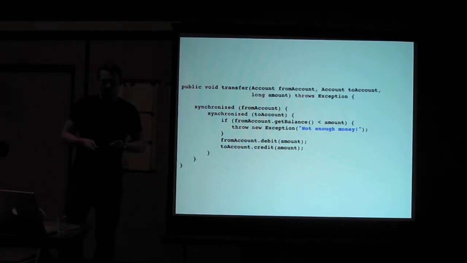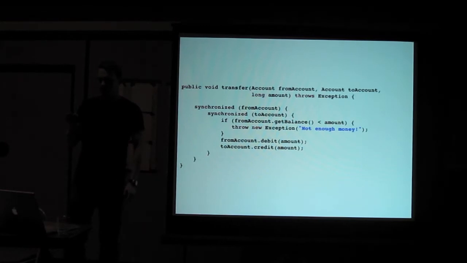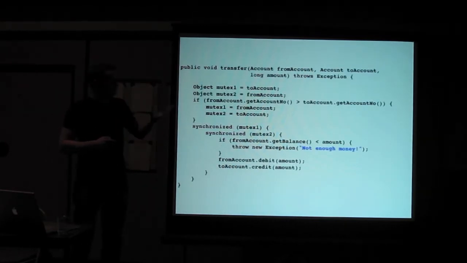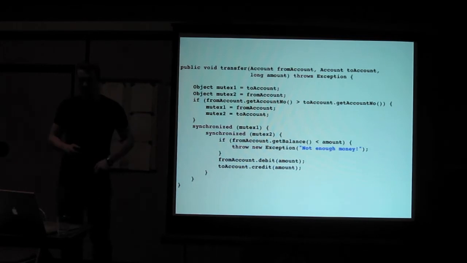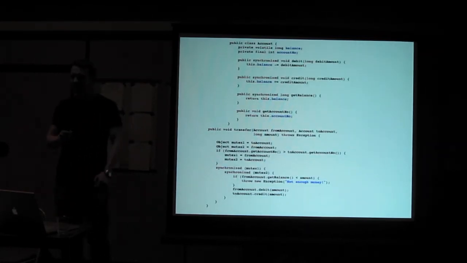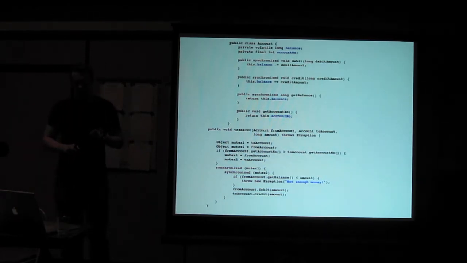Well, we can use lock ordering. The accounts have an account number, and we can use that. So here we determine which lock to use based on the highest account number. The highest account number is the lock that we use first. Whew. All right, so that was only one mutable field. Imagine what that's like in a real application.